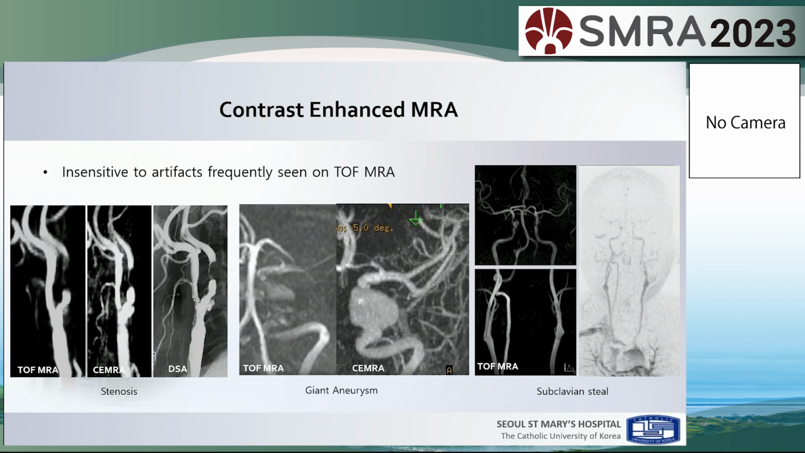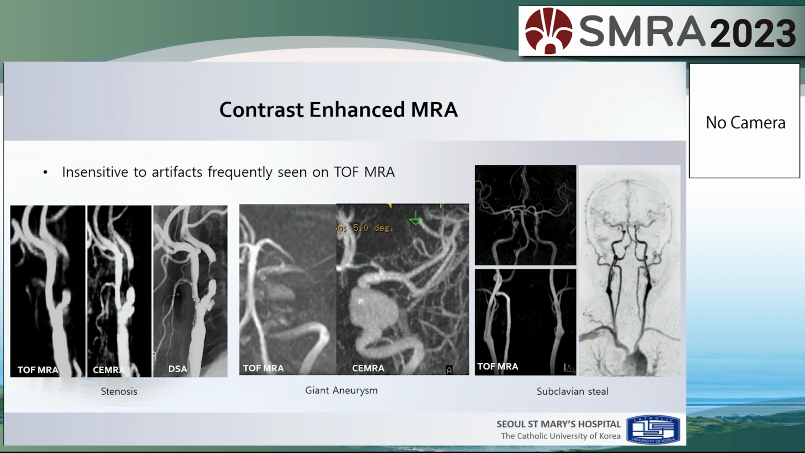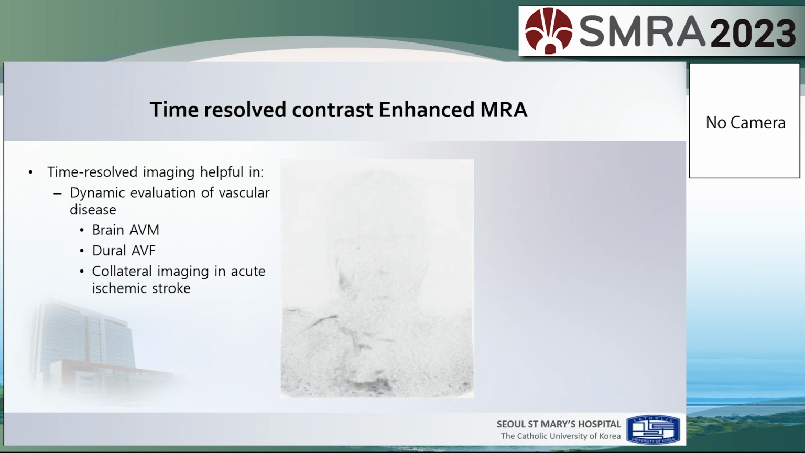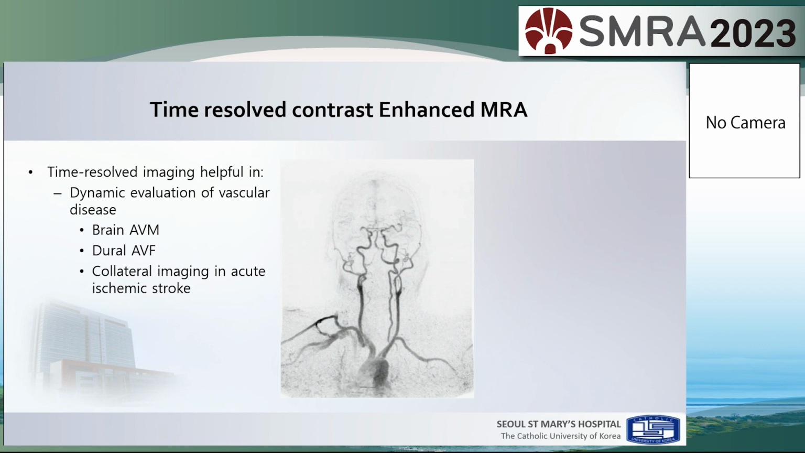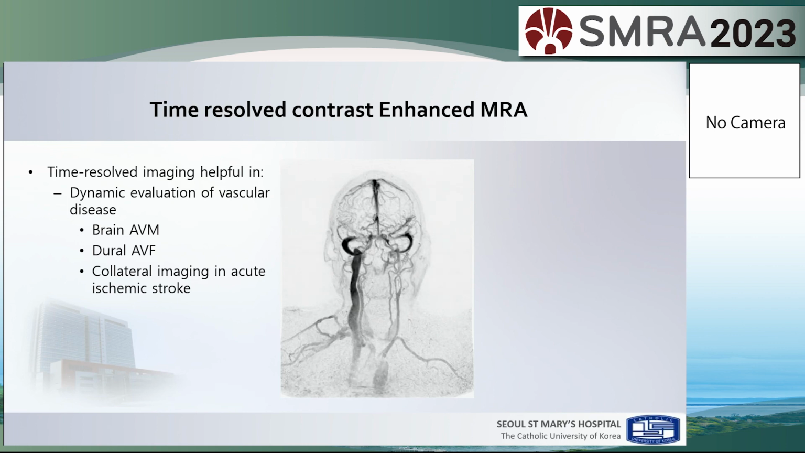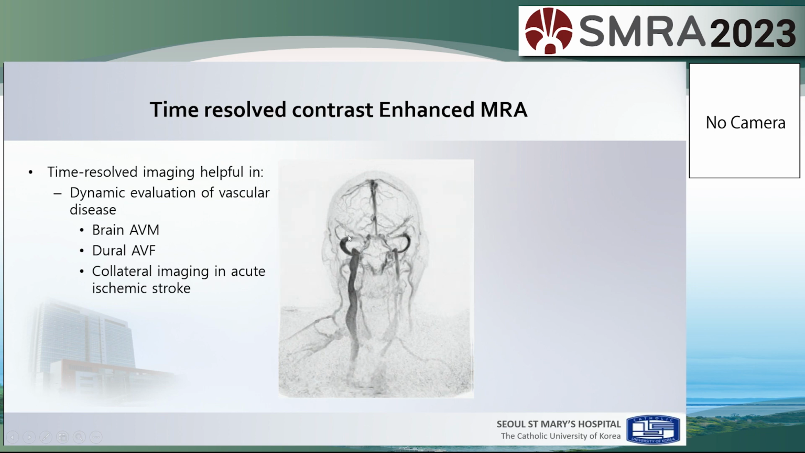But it can be much more easily recognized with a time-resolved MRA angiography later on, something like this. So time-resolved contrast-enhanced MRA angiography can give a dynamic evaluation of the vascular disease, including the arteriovenous shunt, as well as collateral imaging in a patient with acute ischemic stroke. Something like here, with already passed arterial phase, but this particular patient had an occlusion of the right side MCA with increased leptomeningeal contrast collateral flow here.